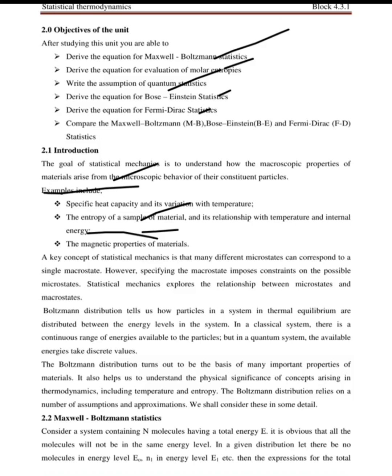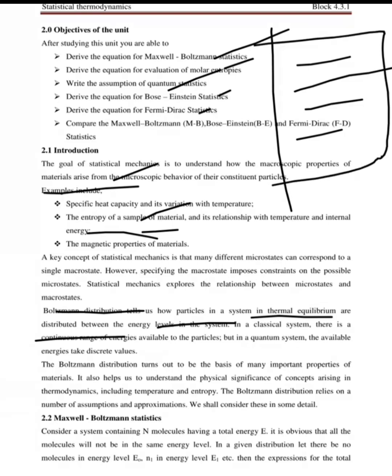The Boltzmann distribution tells us how the particles in a system at thermal equilibrium are distributed between the energy levels of the system. In a system, how the particles are distributed between the different energy levels. It turns out to be the basis of many important properties of materials.